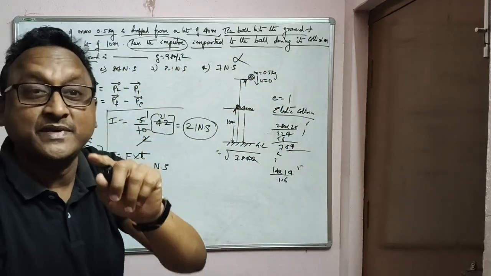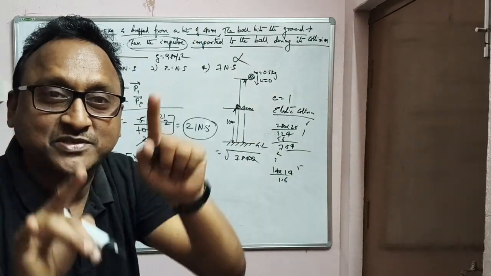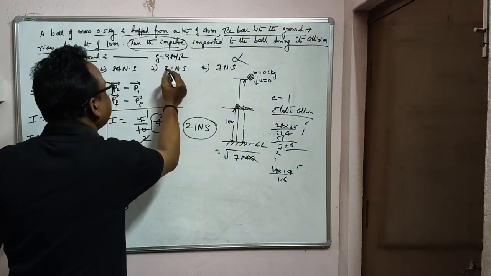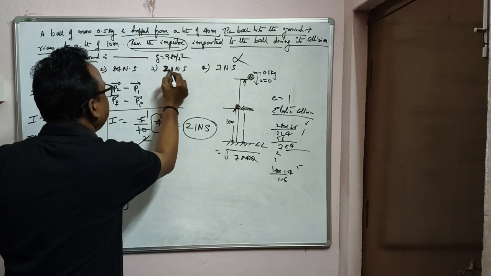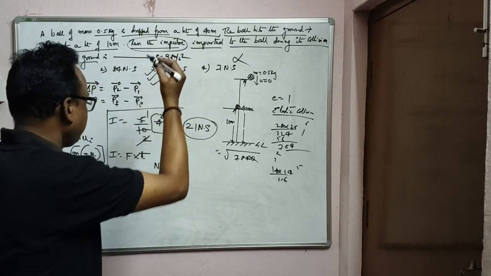Because momentum is a vector. Direction also has to be taken, magnitude and direction. So this is the answer, 21. The third one is the answer, please.